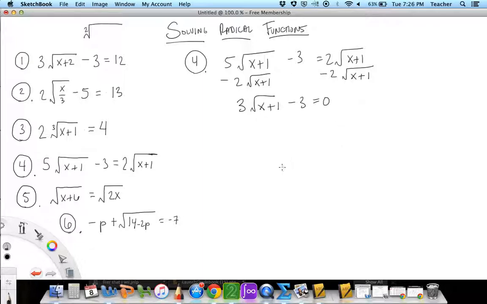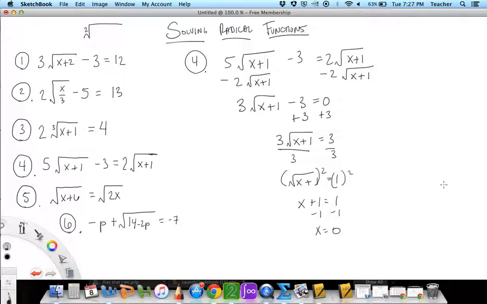We're treating the square root of x plus 1 almost like a quantity, almost like a variable in itself, which essentially is what I'm trying to do, which is isolate the radical. If I add 3 to both sides, I get 3 times the square root of x plus 1 equals 3. If I divide both sides by 3, I get the square root of x plus 1 equals 1. Square both sides, and I get x plus 1 equals 1, so all that work left me with x equals 0.